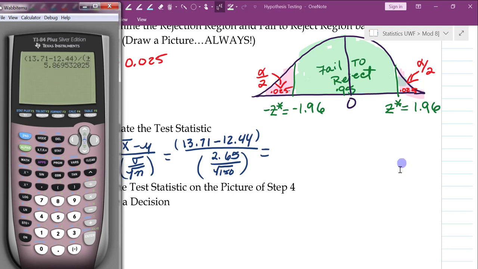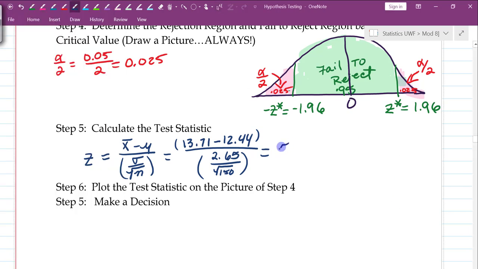So 5.87. So I've calculated my test statistic, which means I've found that my mean of 13.71 minutes is more than 5 standard deviations above mu. It's very significant. Then it says plot this on this picture, okay? So we plot this 5.87. It's going to be way out here somewhere in the rejection area, okay?